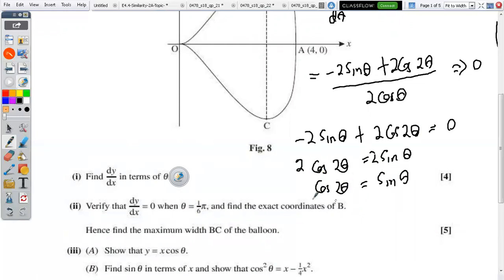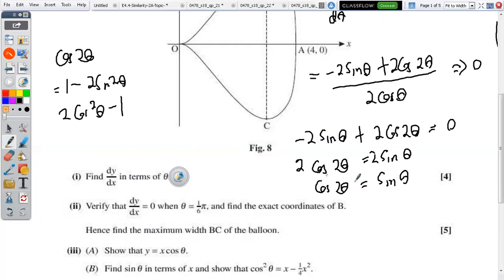Remember, if you want, what is cos 2 theta? We can represent cos 2 theta in terms of sine only. Check your booklet. Cos 2 theta has got two identities there. The first one, I think, is 1 minus 2 sine squared theta. The other one is 2 cos squared theta minus 1. Just confirm in your booklet.